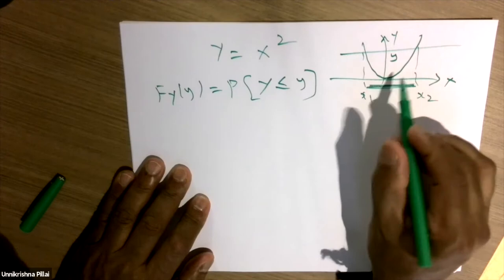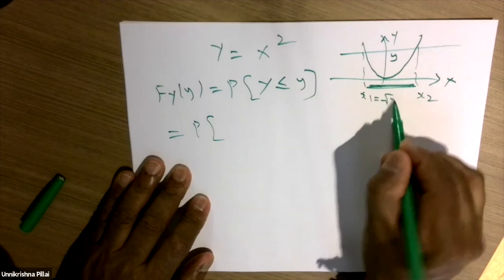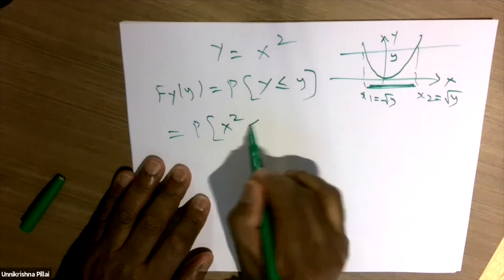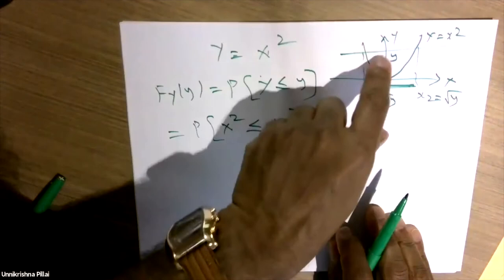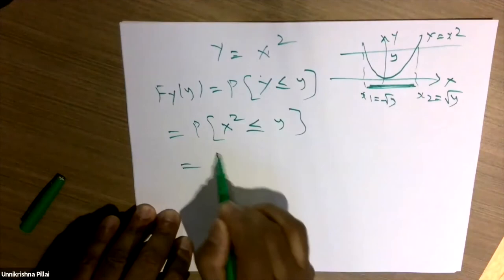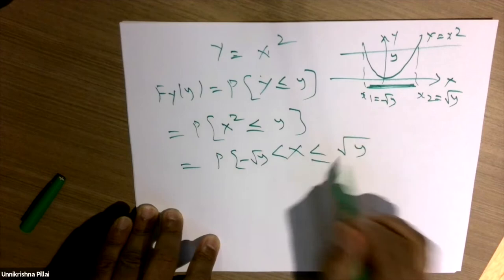So x1 is minus square root of y, x2 is plus square root of y. So you can say Y, which is the same as X squared, is less than or equal to y, because Y is given to be X squared. But this graph is y equal to x squared, right? So X squared less than or equal to some small y is the same as saying that X is in this region. I hope you can see that this is the same as X being greater than minus square root of y and less than plus square root of y. You need to figure this out with the help of the graph.